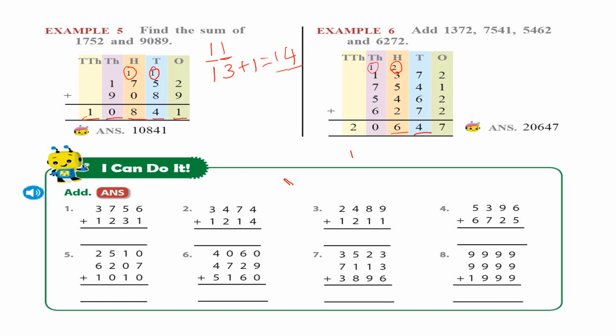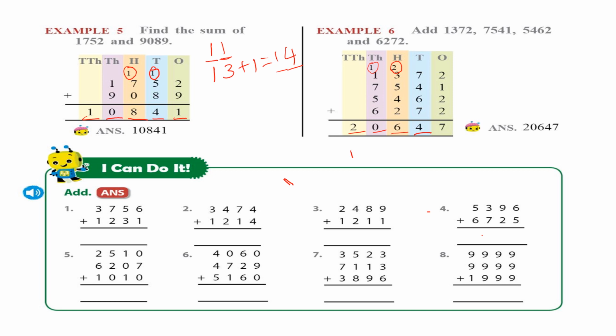Now add all the numbers in thousands place. That is 6 plus 5 is 11. 11 plus 7 is 18. 18 plus 1 is 19. 19 plus 1 is 20. So I write 0 in thousands place and write 2 in 10,000s place. There is no number in 10,000s place, so write only the remaining number in 10,000s place. So now the answer is 20,647.